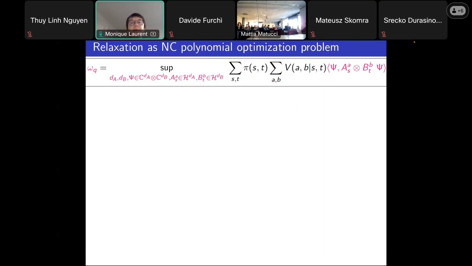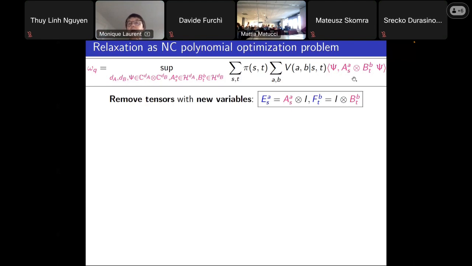And this doesn't quite fit in our framework of non-commutative polynomial optimization, which I explained on the first slide, because there it was an expression of the form psi, comma, p of x times psi. So in the middle there was a polynomial in a number of variables. But here we see a tensor product. So that's a difficulty.